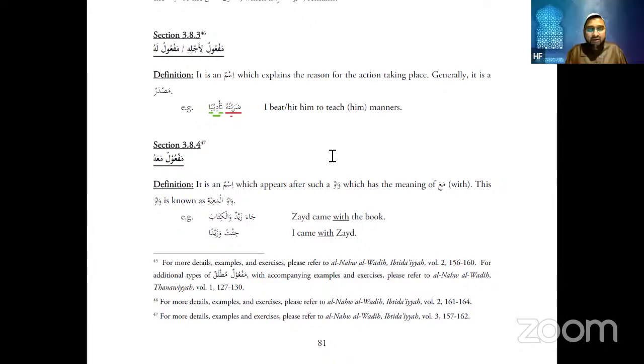Kind of like cause and effect. Yeah, exactly, cause and effect. That's right. Cause and effect. Why did he do the action? This is the reason why. Excellent.